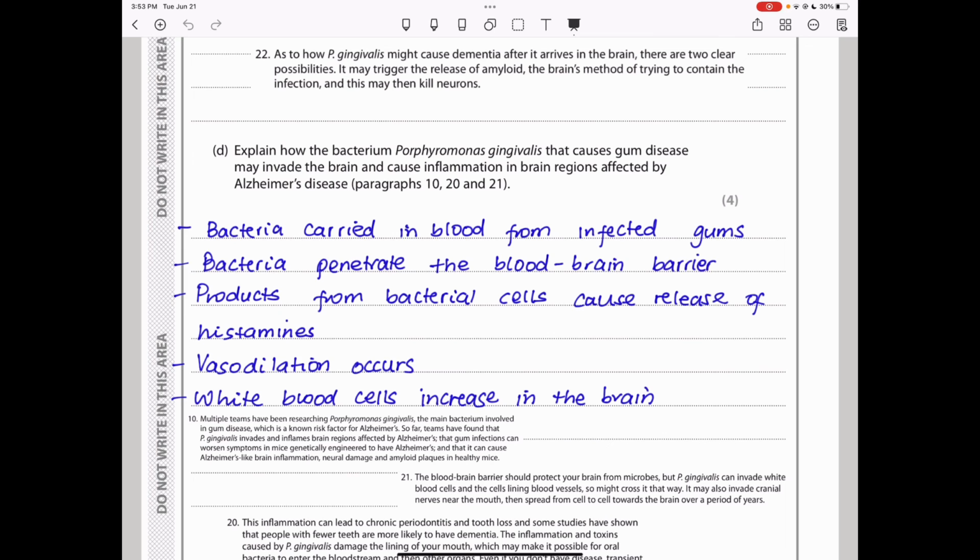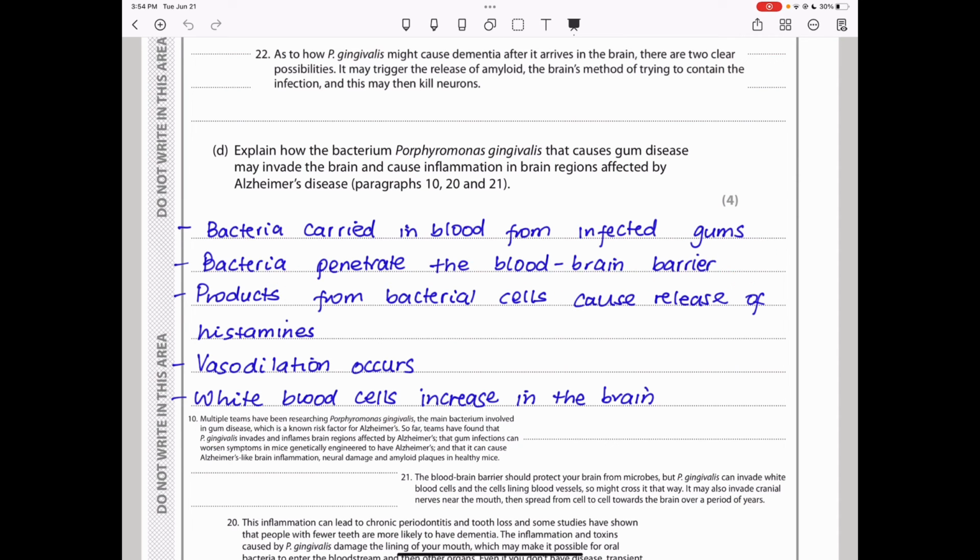The question said, explain how the bacterium Porphyromonas gingivalis that causes gum disease may invade the brain and cause inflammation in brain regions affected by Alzheimer's disease. So the key thing here is this bacteria is going to be carried in the blood from the infected gums. Remember, it could come from your mouth. That is from these paragraphs. So it's going to be carried to the blood, and then it will penetrate the blood-brain barrier.